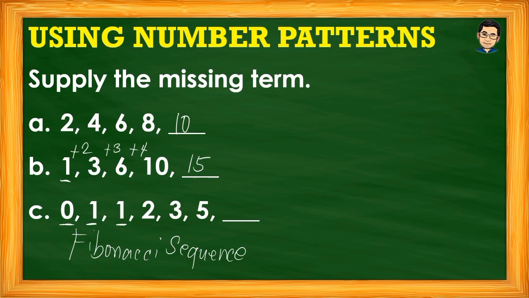And then 1, add natin sa 1, lilitaw yung 2. 1 plus 2, lilitaw yung 3. 2 plus 3, lilitaw yung 5. Now, what is the missing term? We just simply add 3 and 5. So, the answer is 8. And then, kung next term naman hinahanap, simply add 5 and 8, which is 13. So, ito po ang tinatawag na Fibonacci sequence.